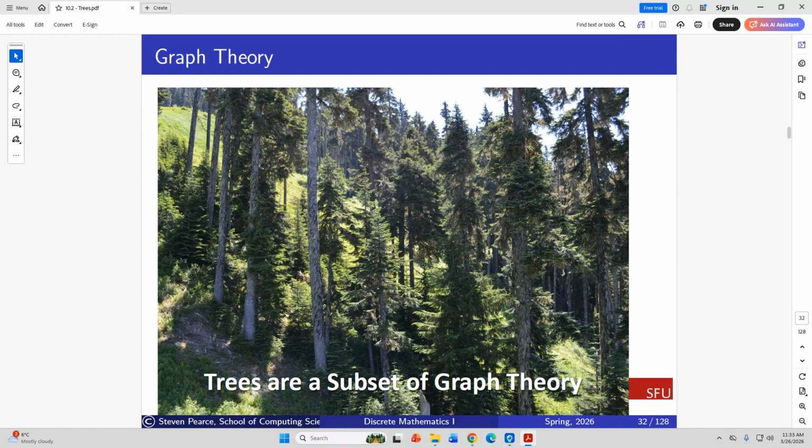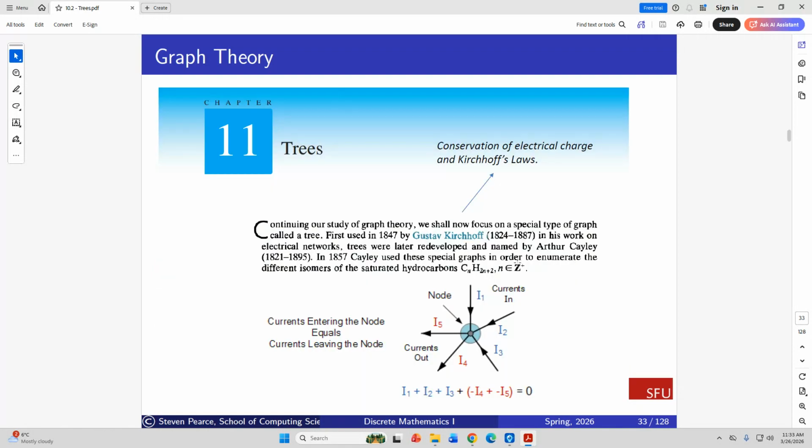Trees and subforests, can anybody guess where that is? Okay, there's nobody out there, unfortunately. Well, for those that are interested, it's Whistler. So here, continuing our study, this is where it starts in chapter 11. This is right out of your textbook.